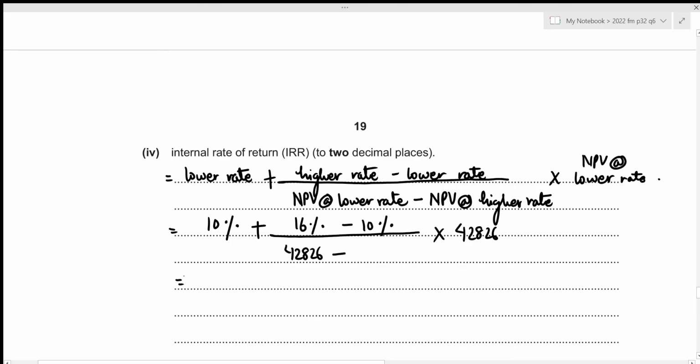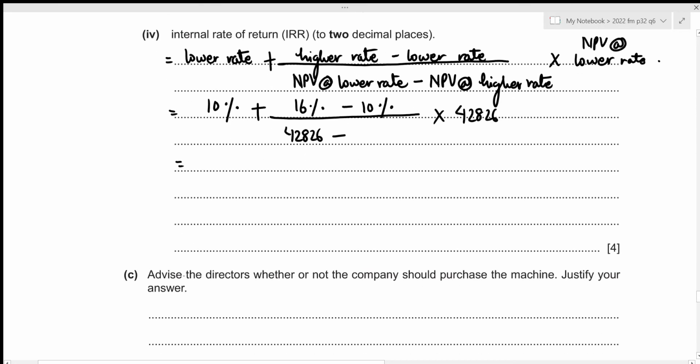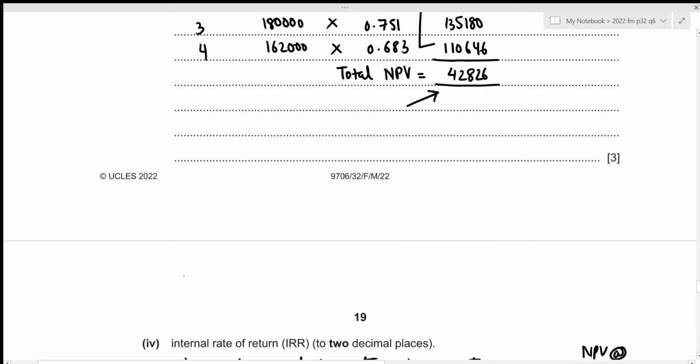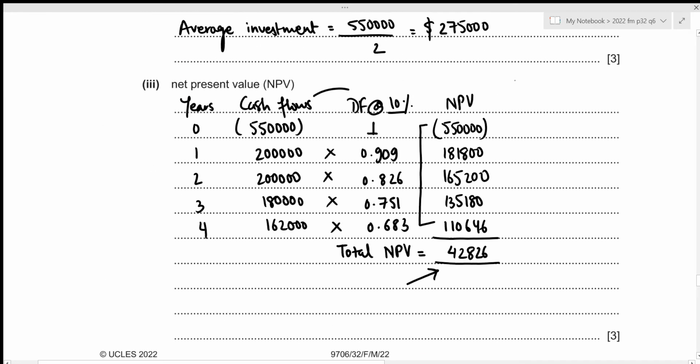Now we need to figure out the net present value at higher rate. All right, so I'm just going to do that in the net present value section. So we now require the discount factor at 16%. So let's have a look above.